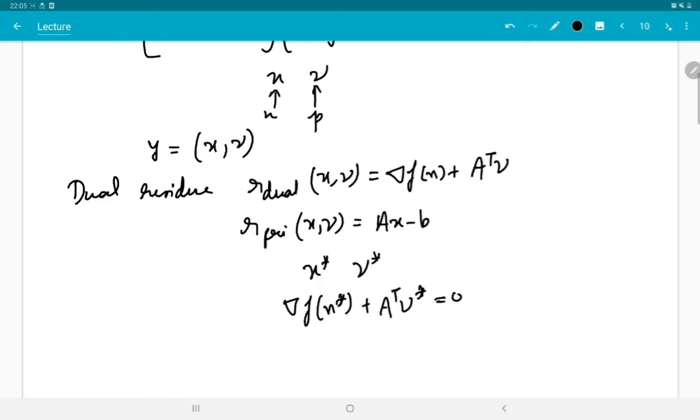So the moment we start this algorithm, we are starting from a point which is outside the feasible region. When we reach the feasible region, at that point this r primal goes to 0, and in all the steps following that, the r dual reduces and finally approaches 0.